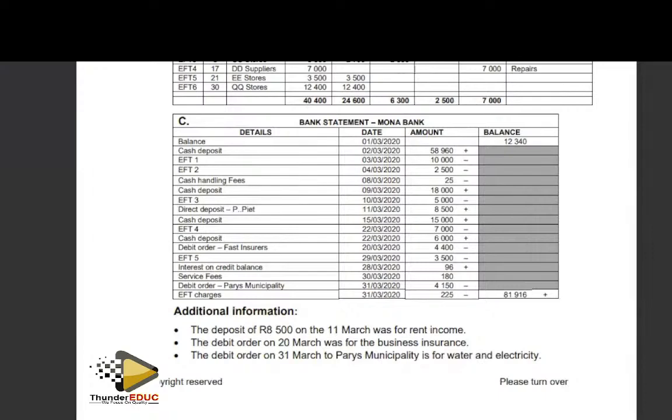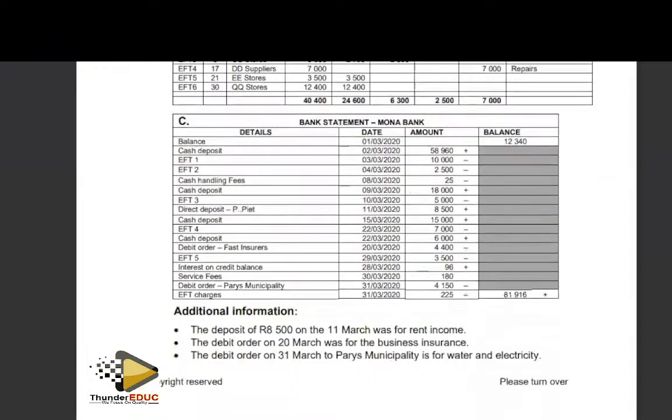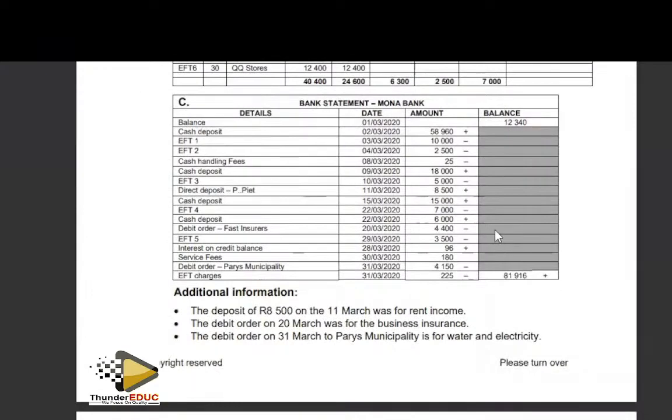Okay? You yourself, during the month, you've been recording the cash receipts journal and the cash payments journal. Look at these days, for example, 1st, 7th, 14th, 21st, and the 28th. Cash payments journal: 1st, 2nd, 8th, 17th, 21st, and 30th. Now, you've been recording this. As you record, the banker is also recording on its statement. Now, at the end of the month, you receive this statement from the bank. Now, what do you do?